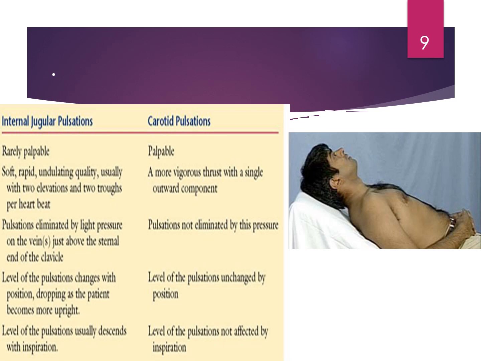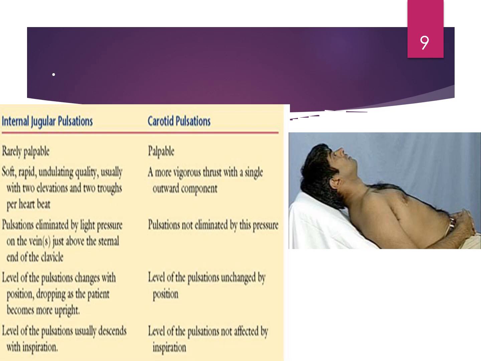JVP must be differentiated from carotid pulsation. There are different techniques that we can use to differentiate carotid pulsation from that of internal jugular pulsation. First, jugular veins are not palpable, or even when they are palpable, as in tricuspid insufficiency, they are compressible. But carotid pulsations are palpable and they are not compressible.